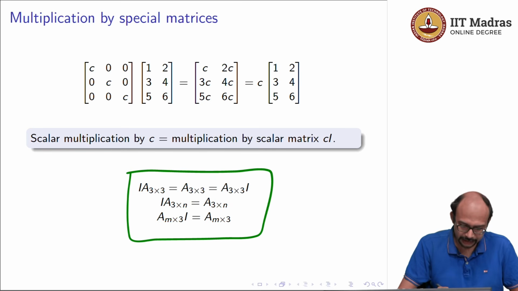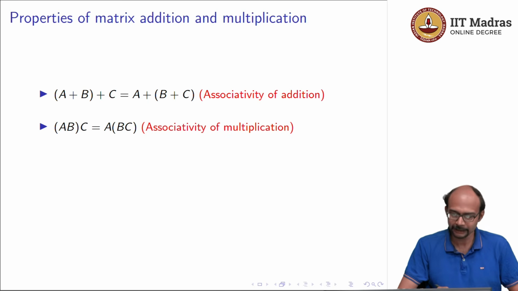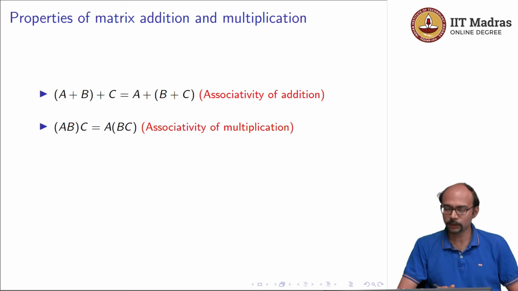Okay, so finally, let's quickly summarize some properties of matrix addition and multiplication. If you add 3 matrices, it doesn't matter which two you add first. This is called associativity. If you multiply 3 matrices, it doesn't matter which two you multiply first, but very importantly, you have to multiply them in the same order. You can't change the order.